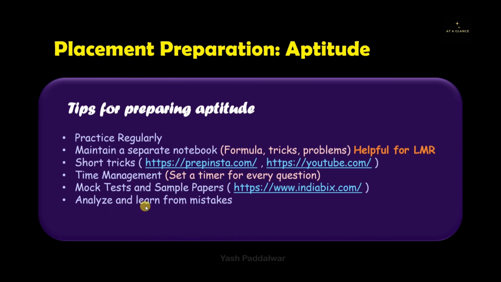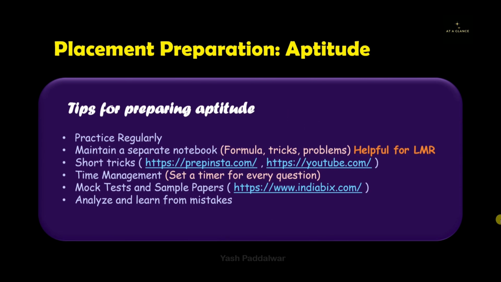The last strategy that you should follow is to analyze and learn from the mistake. Don't worry if you commit a mistake, it's for your betterment only. Just try to learn from those mistakes and don't try to commit the same mistake in the next attempt. So this is how step by step you develop yourself and learn to actually tackle a particular situation. So this is the detailed strategy or the tips for preparing the aptitude.